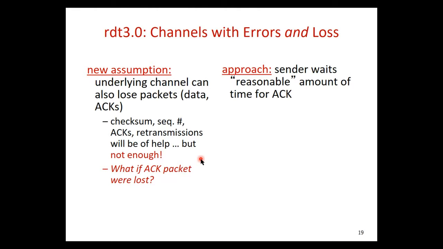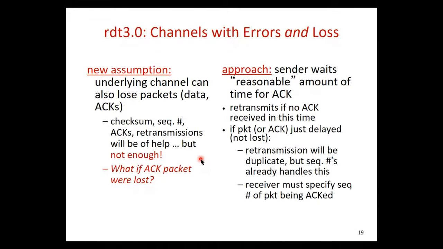So there's a problem. So the approach here is that we're going to use a timer so that the sender will not wait forever in that state. Right? It will just wait for a reasonable amount of time for the ACK. And if the timer expires and it still has not received an ACK, it will retransmit. Essentially, if the timer expires, the sender considers that the ACK has been lost. Okay, so it will retransmit. The ACK has been lost or the packet. Okay, either the packet has been lost or the ACK has been lost. So in any case, to be safe, retransmit.